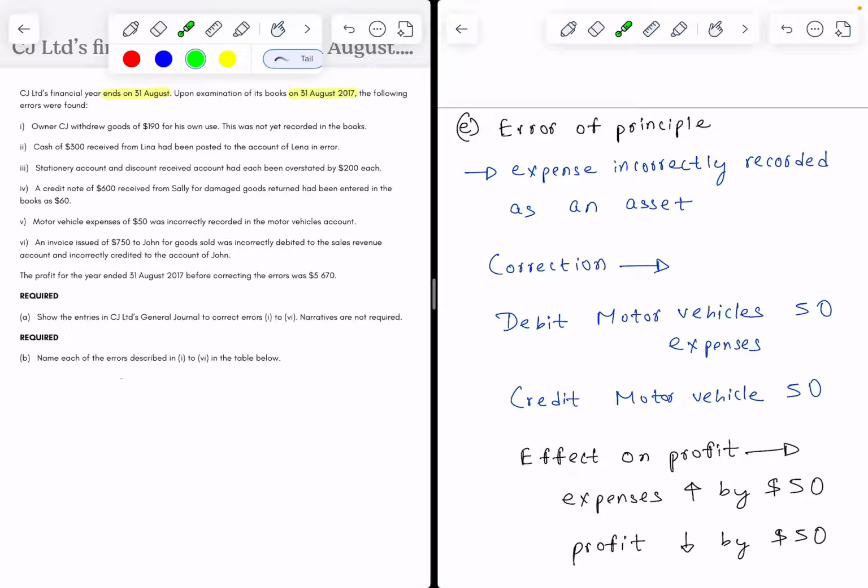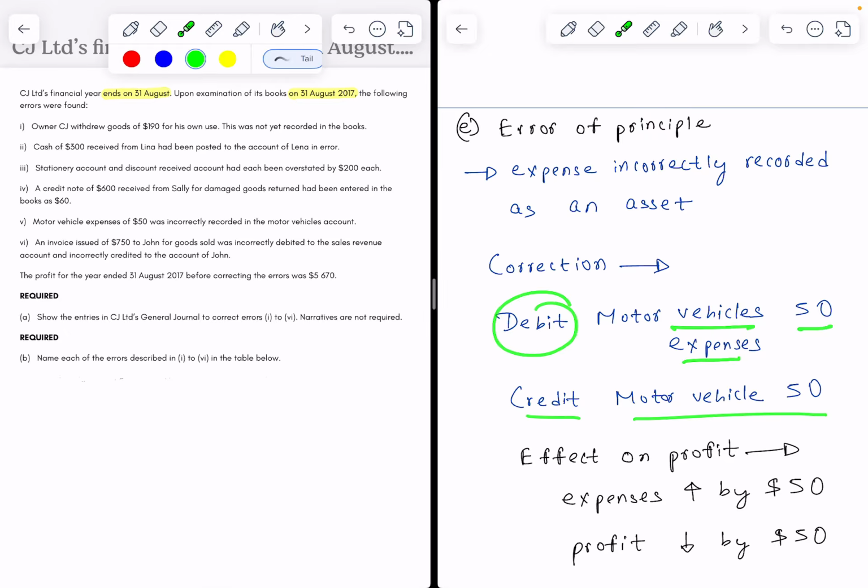So how do we correct this? So we obviously reduce the asset which we have overstated by $50. When assets go down, we credit it. So originally we would have debited it when we overstated it by 50 to reflect an increase in assets, but now that we're correcting it, we know that it has to go down. So therefore we credit the motor vehicles account by $50. Simultaneously, we increase our expenses, which is to debit the motor vehicle expense account by 50. When expenses are incurred, we always debit them.